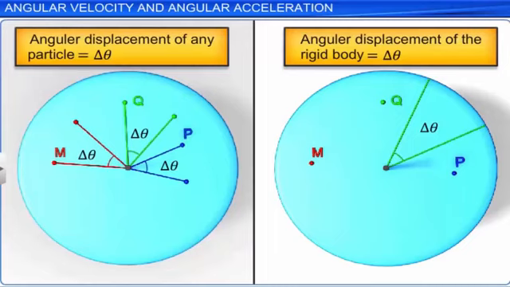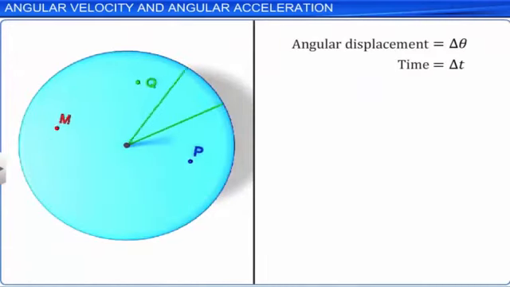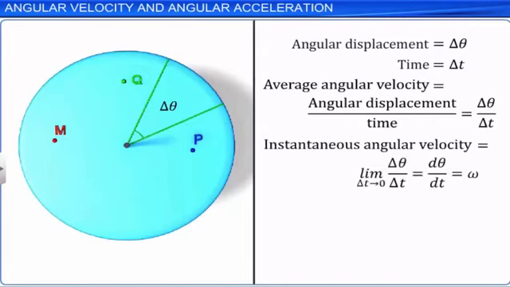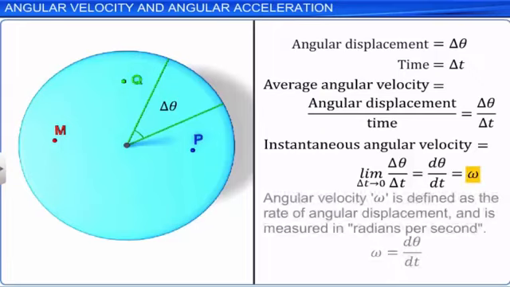If the angular displacement of a rigid body is delta theta during a small time interval of delta t, then the average angular velocity of the particle is defined as the ratio of delta theta to delta t. The limit of this ratio as delta t tends to 0 is called instantaneous angular velocity and is represented by omega. Angular velocity omega is defined as the rate of angular displacement and is measured in radians per second. Note that the angular velocity is a vector quantity.